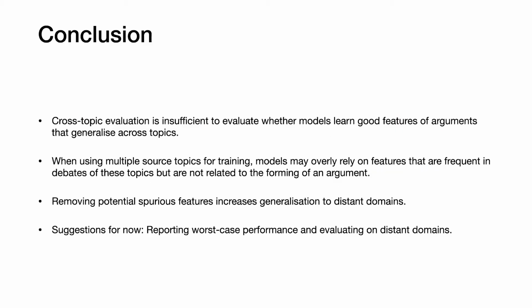vocabulary. So in conclusion, cross-topic evaluation is insufficient to evaluate whether models learn good features of arguments that generalize across topics. When using multiple source topics for training, models may overly rely on features that are frequent in debates of these topics, but are not related to the forming of an argument. And we found that removing potential spurious features increases generalization to distant domains.